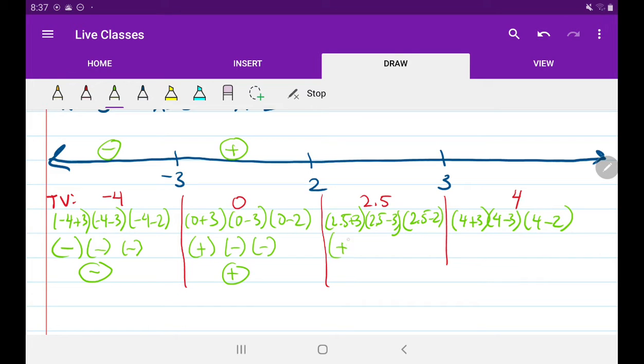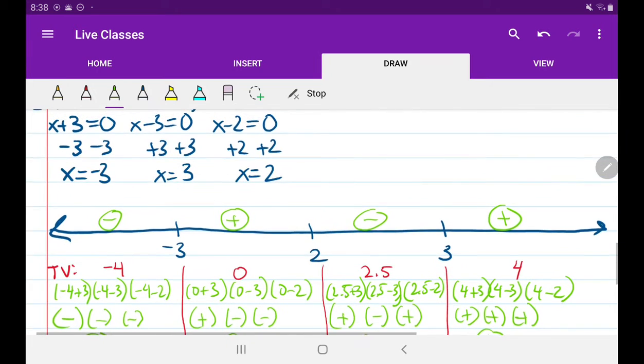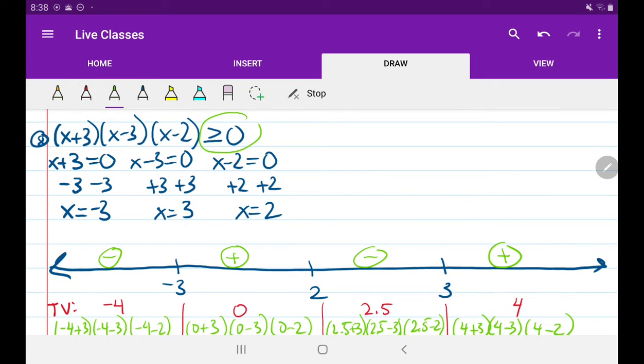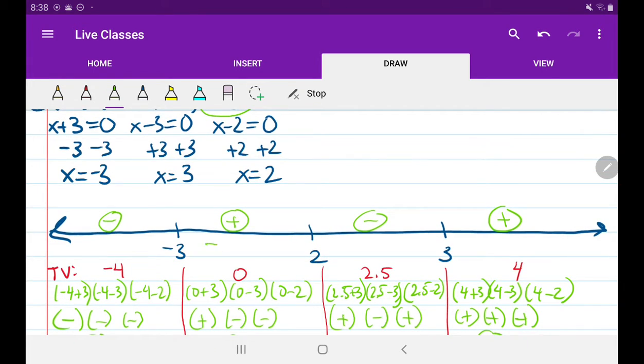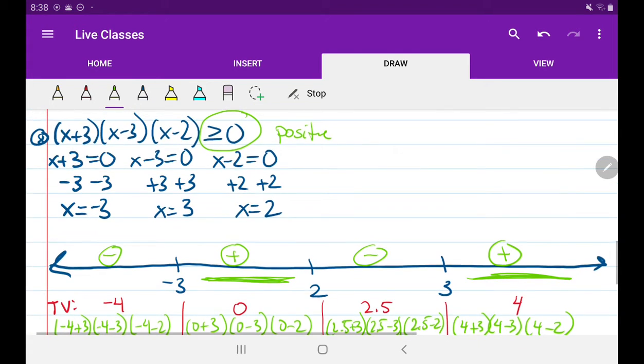2.5 plus 3 is positive, 2.5 minus 3 is negative, and 2.5 minus 2 is positive, so that answer is going to be negative. 4 plus 3 is positive, 4 minus 3 is positive, and then 4 minus 2 is positive, so that will be positive. So the original problem, we want to know where we are greater than or equal to 0, so that's going to be where we're positive, and so that will be between negative 3 and 2, and to the right side of 3. And notice that the original problem has it written as greater than or equal to, so we'll include that when we write our answers.